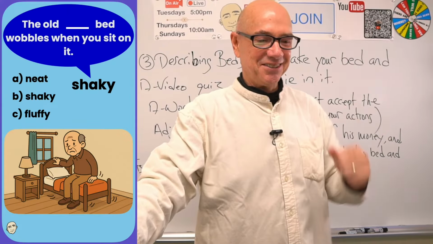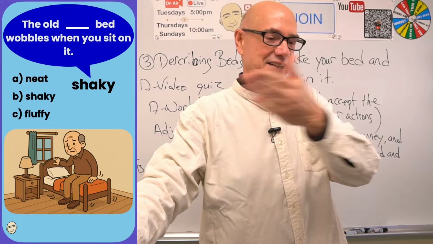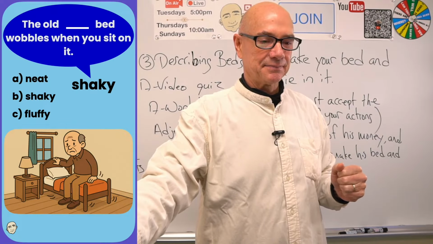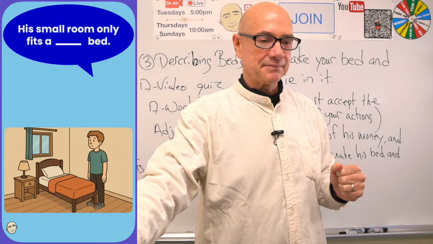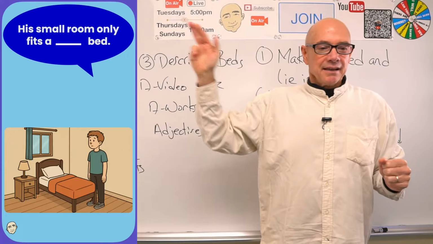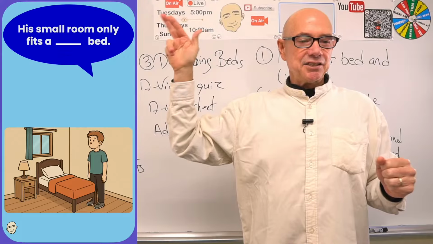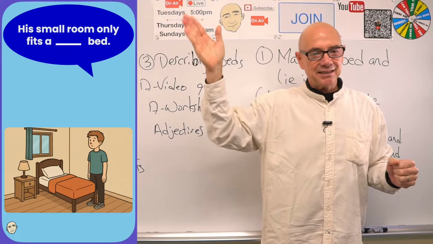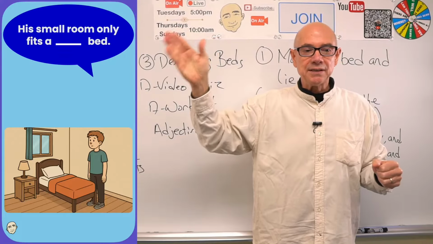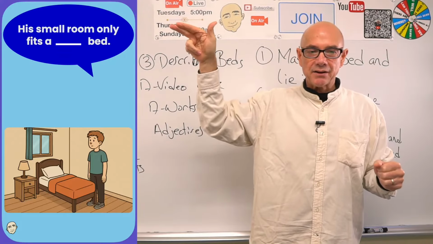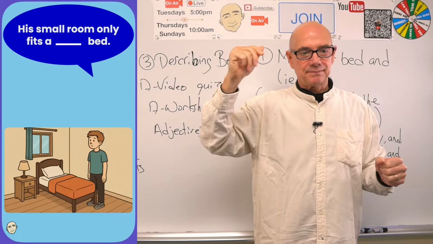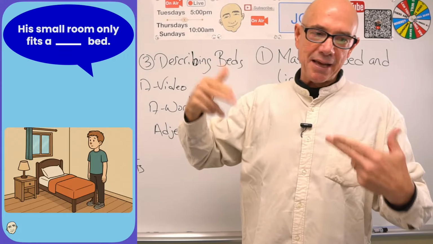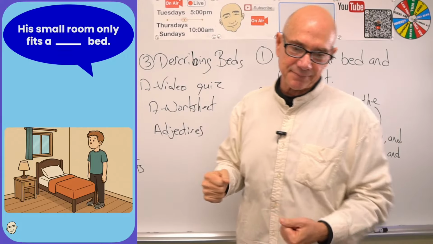Good question, Carlos. Okay, so our answer is shaky. Let's go to our next. Here is our next sentence. His small room only fits a bed. His small room only fits a bed. Okay, our key word here is small room. So he has a small room. So what kind of bed can he have?